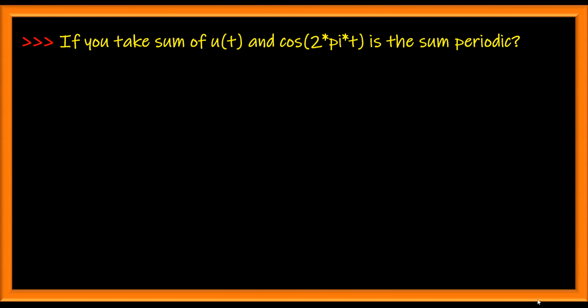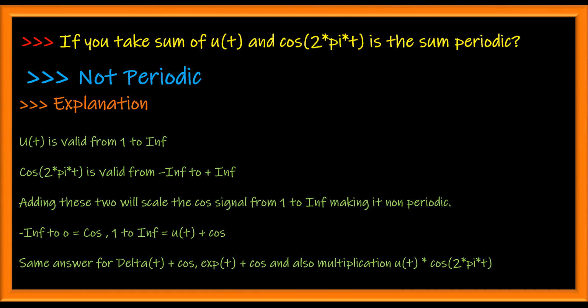If you take the sum of u of t and cos 2 pi t, is the sum periodic? Not periodic. When you sum a non-periodic signal, in this case u of t, with a periodic signal, you get a non-periodic signal only if u of t is valid from 1 to infinity. If your u of t is valid from minus infinity to plus infinity in the exact same range as your cos 2 pi t, you get a periodic signal.